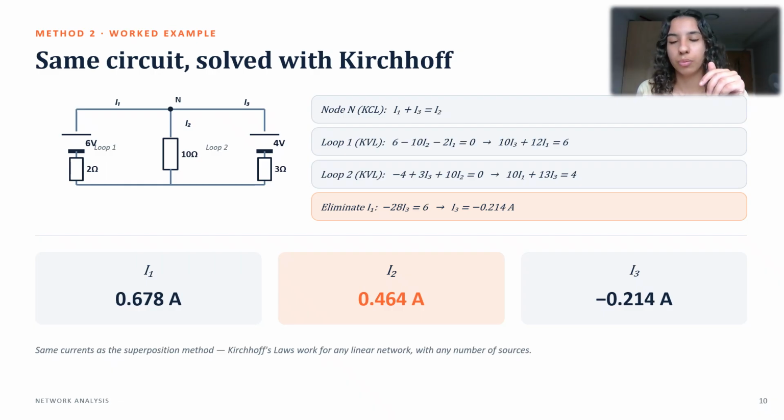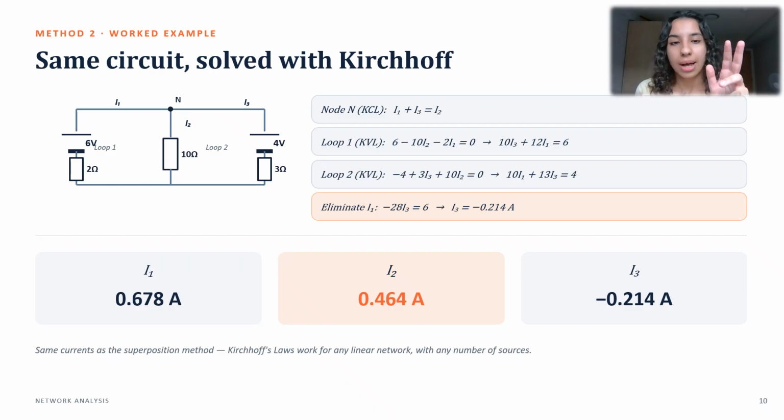So loop 1, we have 6 minus the voltage that goes through the resistor and the internal resistor. We use V equals IR, so it ends up 6 minus 10 I2 minus 2 I1 equals 0. Now we use the previous equation to put it in terms of I1 and I3, and we end up with 10 I3 plus 12 I1 equals 6.